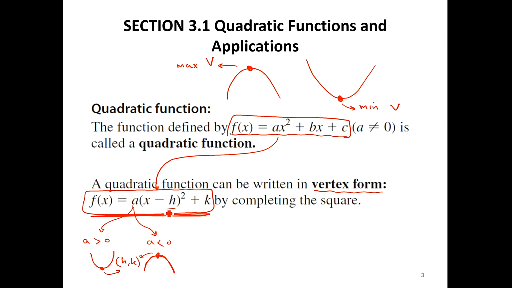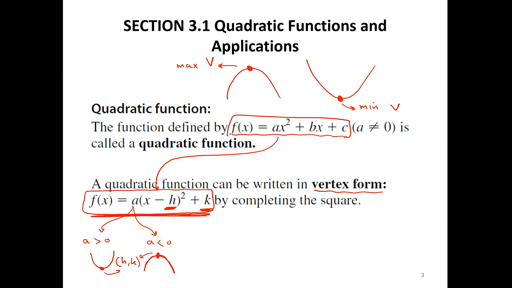This is h, the value of the x coordinate. In the equation or vertex form, we have minus h. We take h. So if we have minus 2, h equals 2. If we have plus 2, h equals negative 2, like this. And k is the y coordinate.